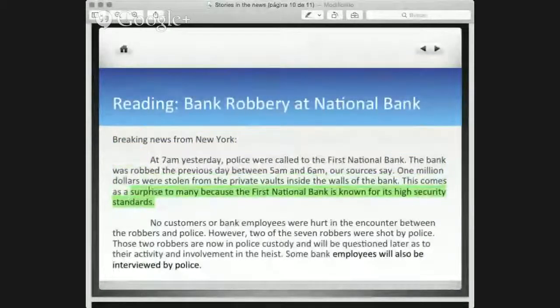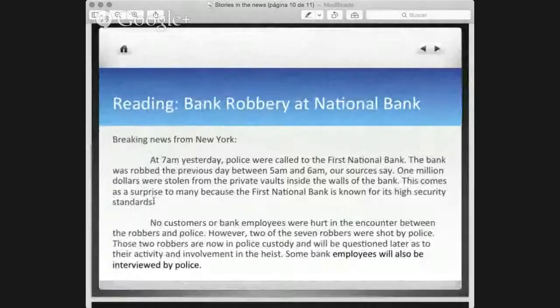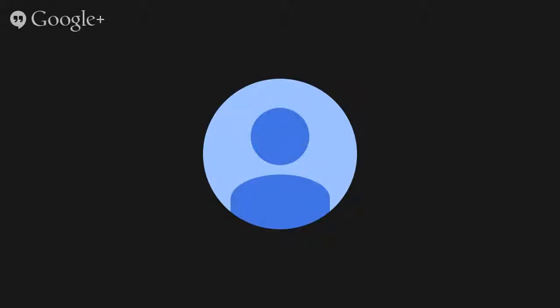Okay. So we're going to do another exercise like we just did before with the reading. We're going to read about a robbery at a national bank. Could you read up to the first paragraph, up to right here? Do I have to read the first one or the last one? Yes, please, this part right here. All the way up until standards. Good. Reading: Bank robbery at National Bank.